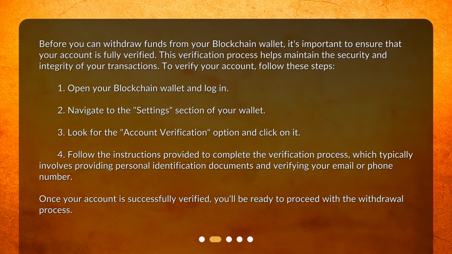1. Open your blockchain wallet and log in. 2. Navigate to the Settings section of your wallet. 3. Look for the Account Verification option and click on it. 4. Follow the instructions provided to complete the verification process, which typically involves providing personal identification documents and verifying your email or phone number. Once your account is successfully verified, you'll be ready to proceed with the withdrawal process.